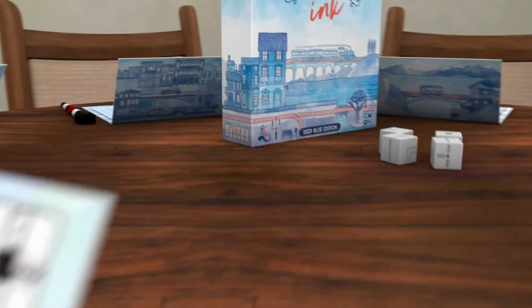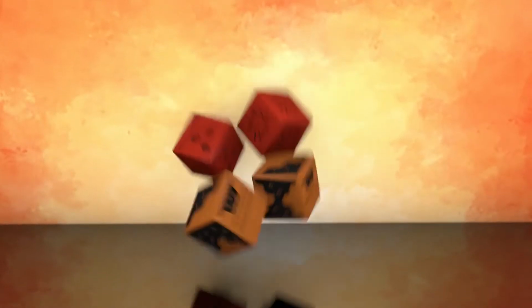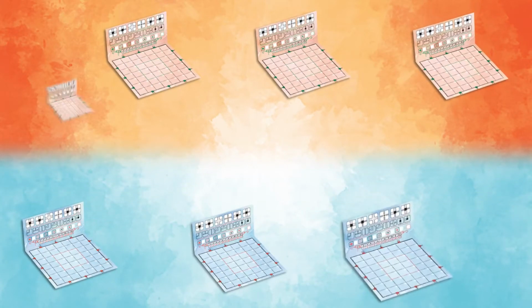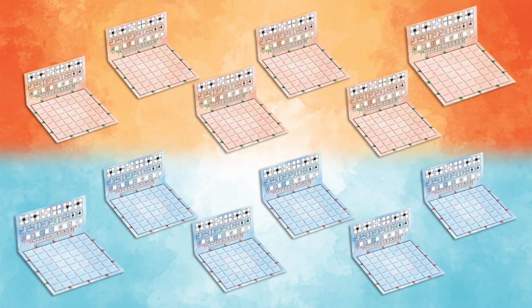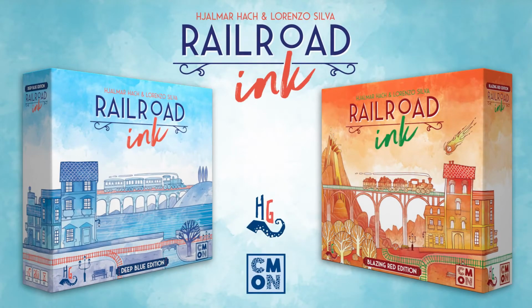And after crowning the winner, maybe it's time to bring out the blazing red edition. Its meteor and lava dice offer higher risks, but greater rewards. Combine both versions to play with up to 12 players. So roll your dice, lay some routes, and draw your network with Railroad Inc.